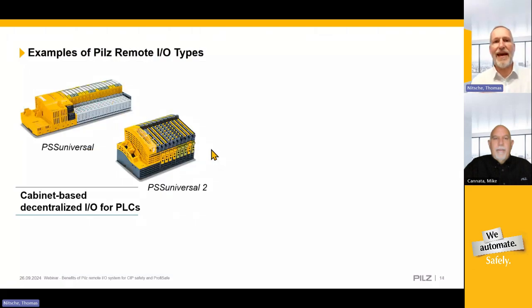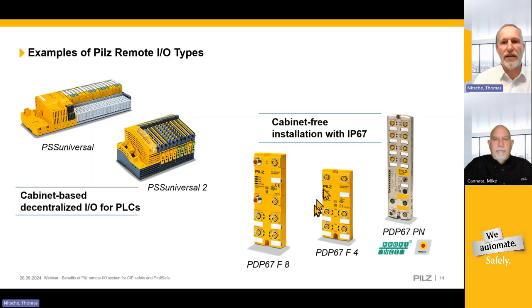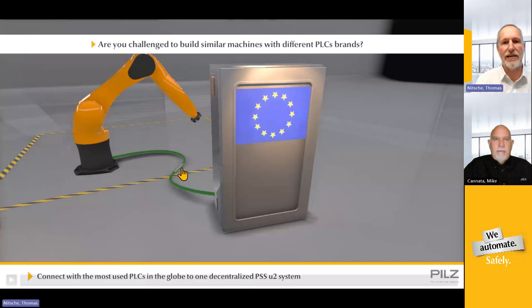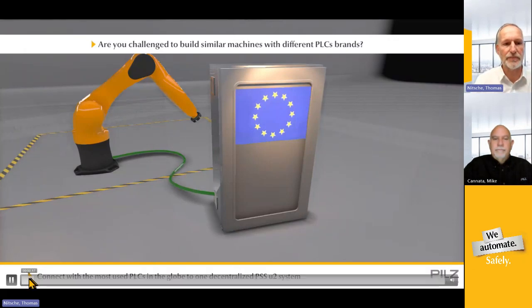Now, we're not only having the I/O system for cabinet-based systems, but also for, let's say, IP67, being outside on the machine, cabinet-free. So you see here, for instance, one which for the moment is launched with PROFINET, but will be integrating CIP safety later on as well, or others which work with one of our other controllers, a small controller system. This is just to give you a relation of what we're talking about. So today, the focus is on PSSuniversal 2.